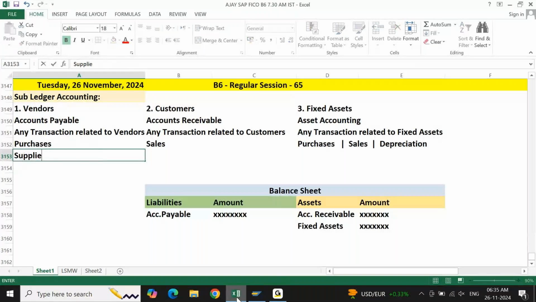If I say supplier, is it the same? Yes, sir. Any other name for vendor apart from supplier?